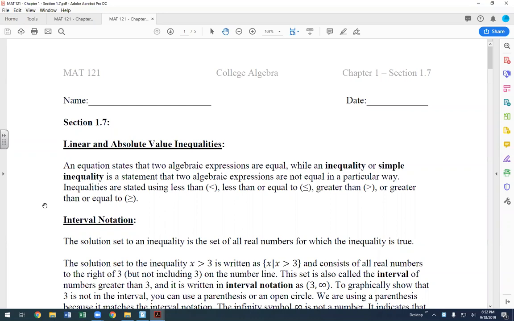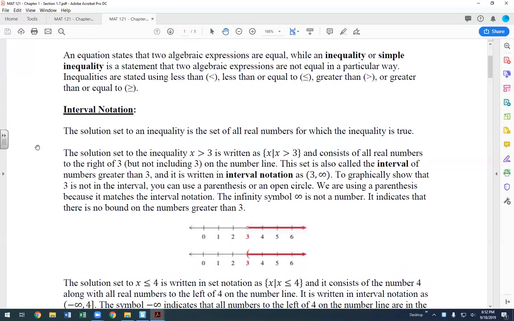Okay, so in 1.7, we're actually getting into inequalities. Obviously, when we're talking about inequalities, we're talking about using these symbols of less than, greater than, less than or equal to, and greater than or equal to. For the most part, when you're working with intervals or inequalities, you are dealing with pretty much the same process as though you were solving an equation, with just a couple exceptions, and we'll talk about that in a minute.